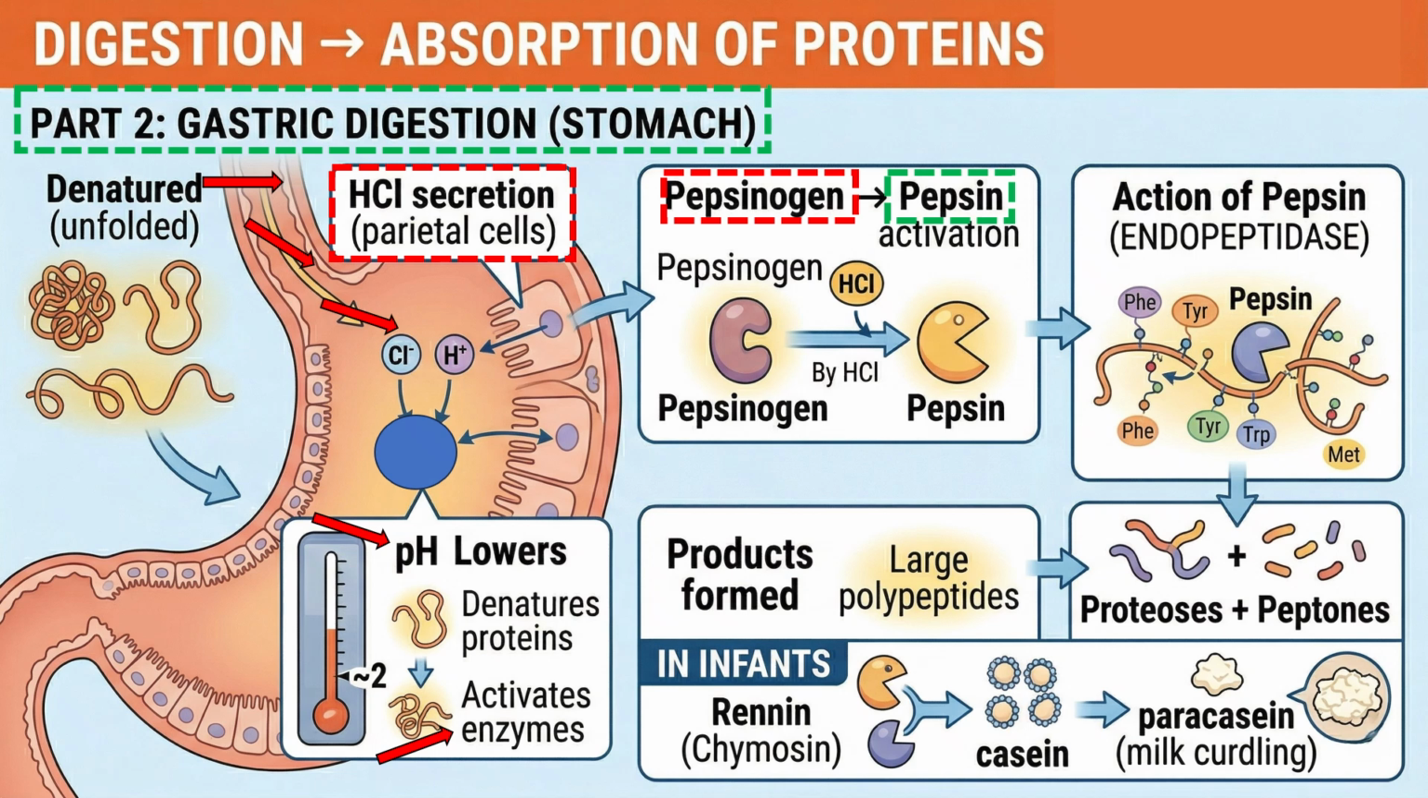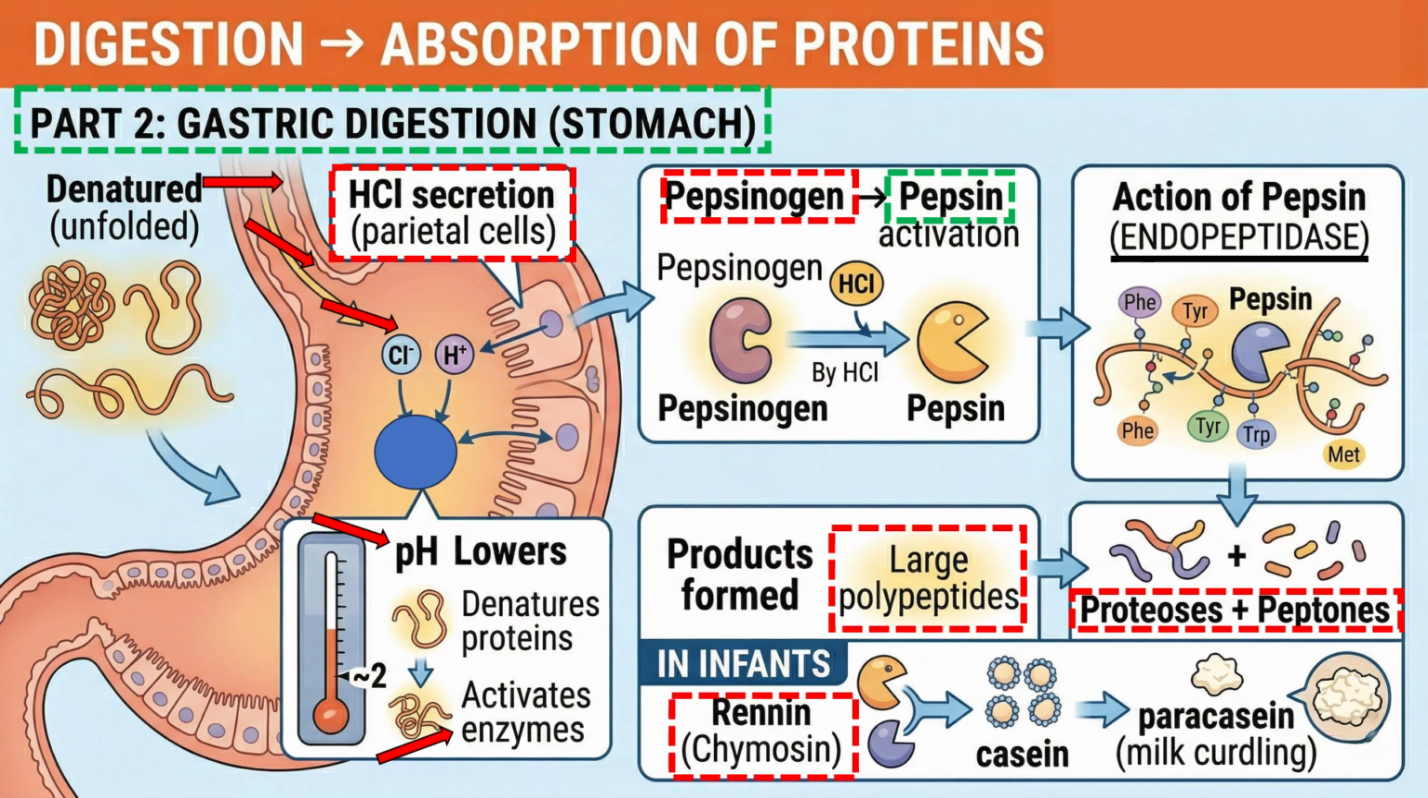Then what is the function of pepsin? The function of pepsin is it acts as an endopeptidase. It means it cuts the internal peptide bonds but not the ends. It has a specificity, that is, it prefers the peptide bonds near phenylalanine, tyrosine, tryptophan, and methionine. What happens because of that? We get large polypeptides, proteoses and peptones.